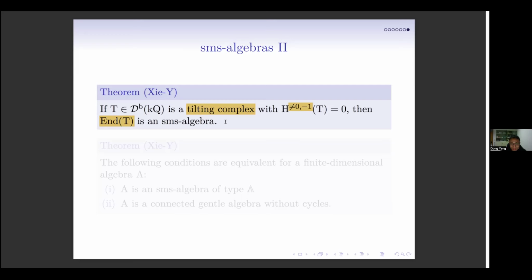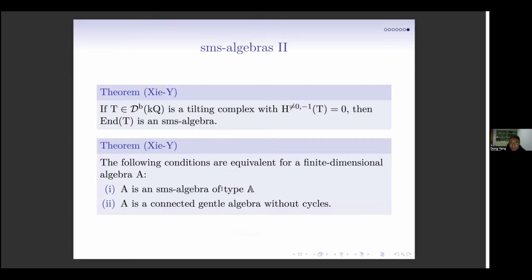And then finally, in type A, we have a complete classification of which algebras are SMS algebras of type A. They are exactly the connected gentle algebras without cycles. Also the algebras derived equivalent to them, which are piecewise hereditary of type A. And that's all I want to share. Thank you very much for your attention.